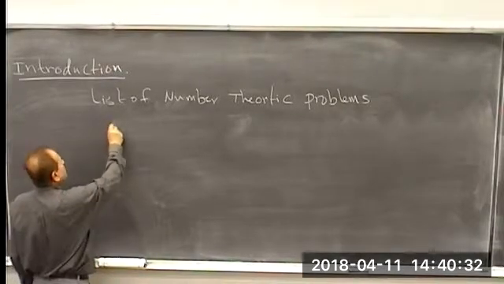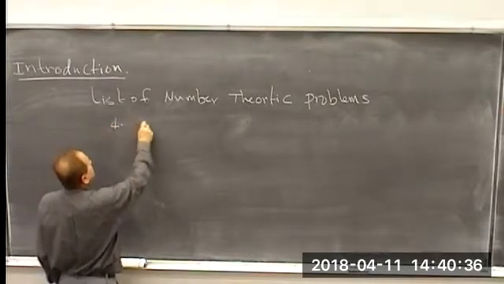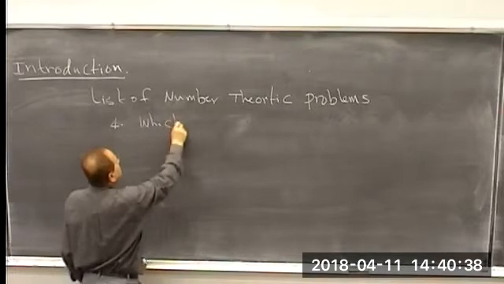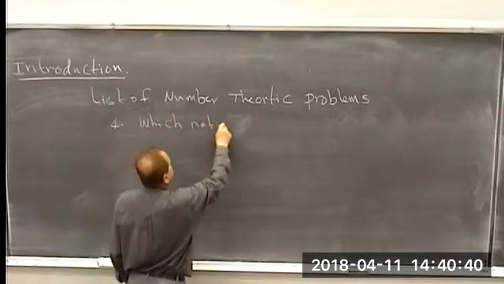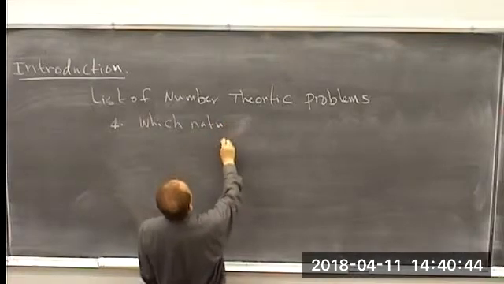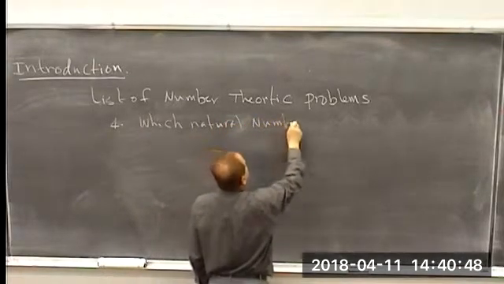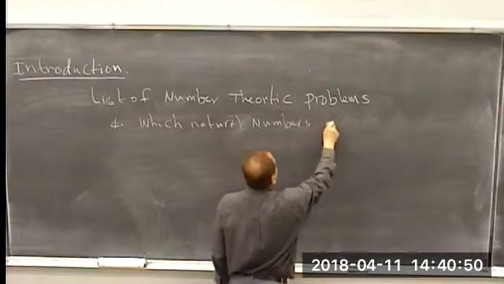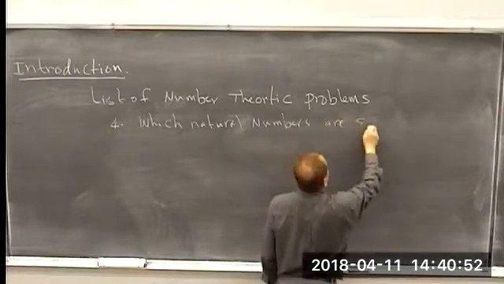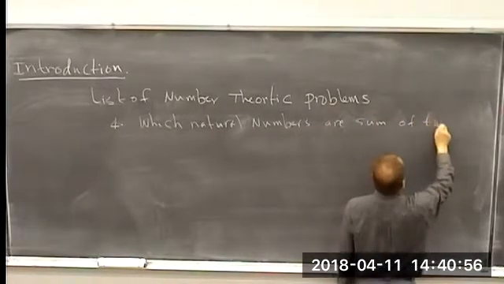This is number, I don't know, 4. Which natural numbers are the sum of 2 squares?